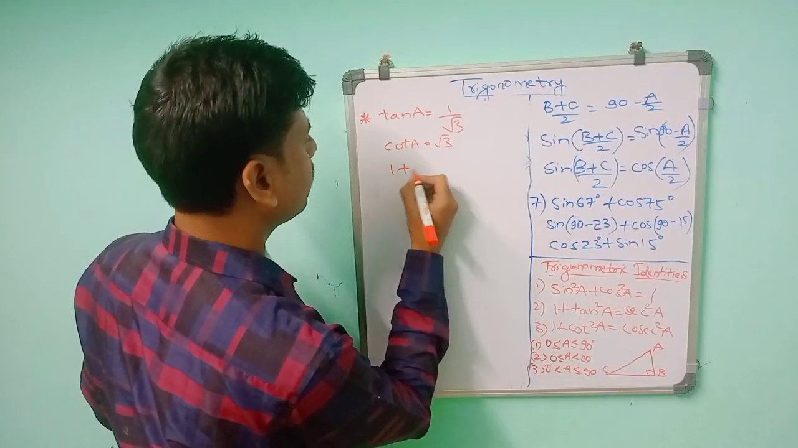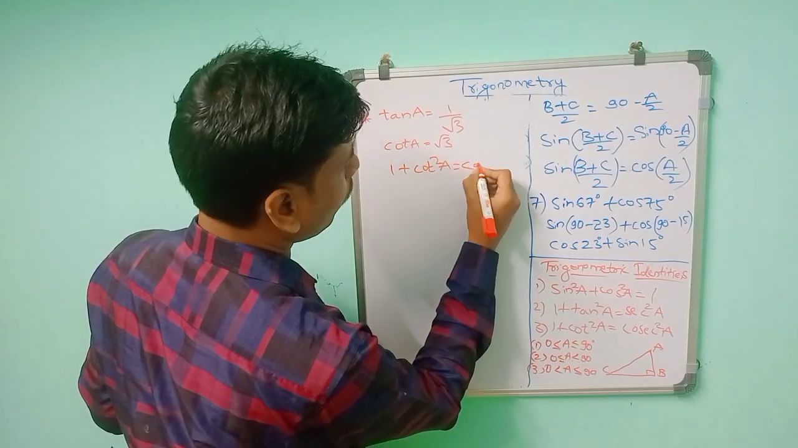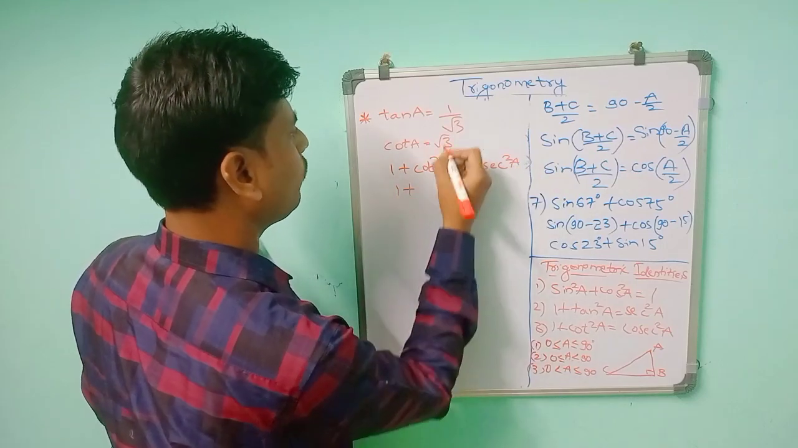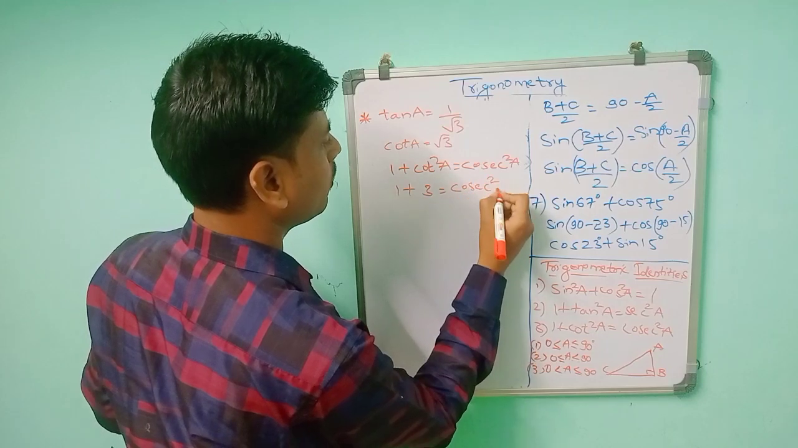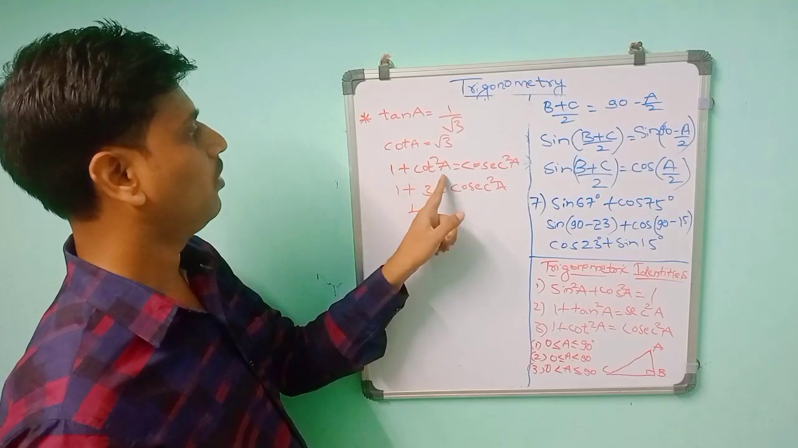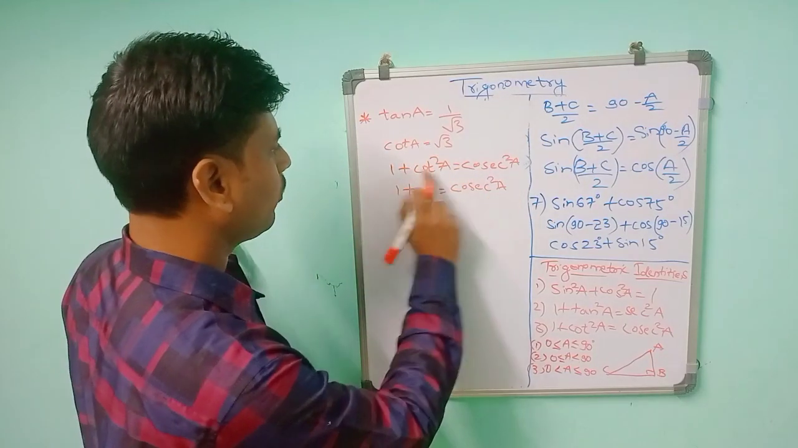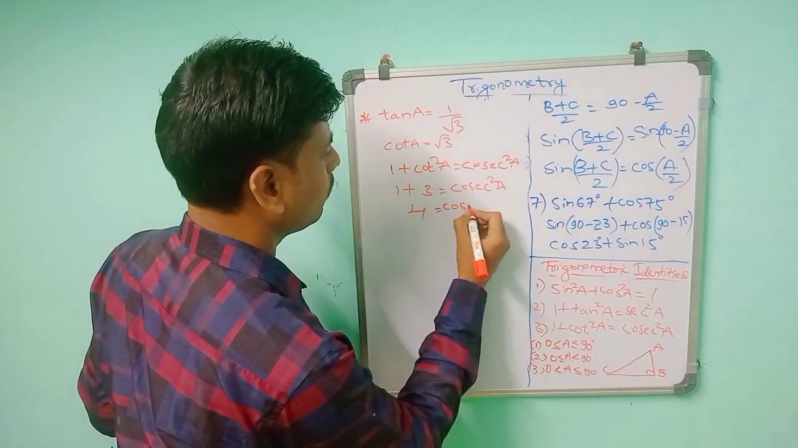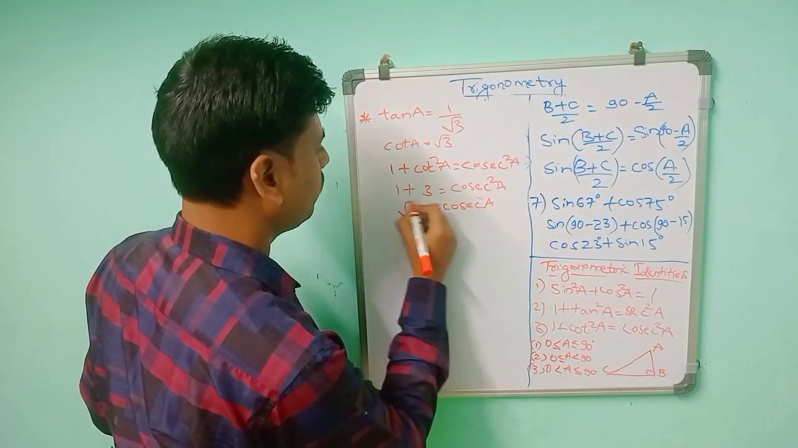So 1 plus cot square A is equal to cosec square A. Cot A is root 3, so cot square A will be 3. So cosec square A is equal to 1 plus 3, which is 4. So cosec A is equal to root of 4.